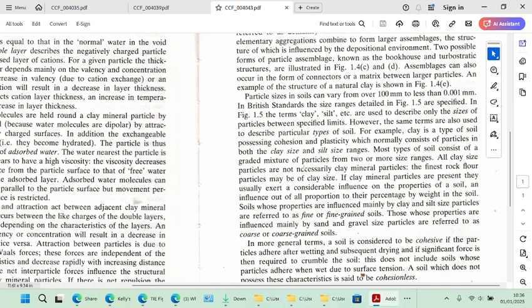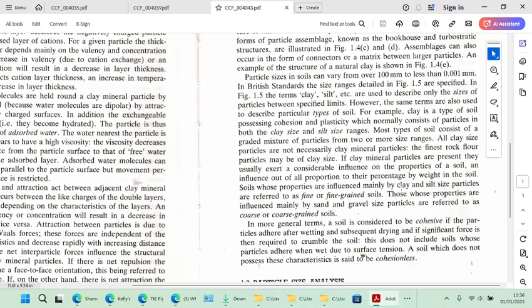All clay size particles are not necessarily clay mineral particles. The finest rock flour particles may be of a clay size. If clay mineral particles are present, they usually exert considerable influence on the properties of soil, an influence out of all proportion to their percentage by weight in the soil. Soils whose properties are influenced mainly by clay and silt size particles are referred to as fine grained soils. Those whose properties are influenced mainly by sand and gravel size particles are referred to as coarse grained soils.